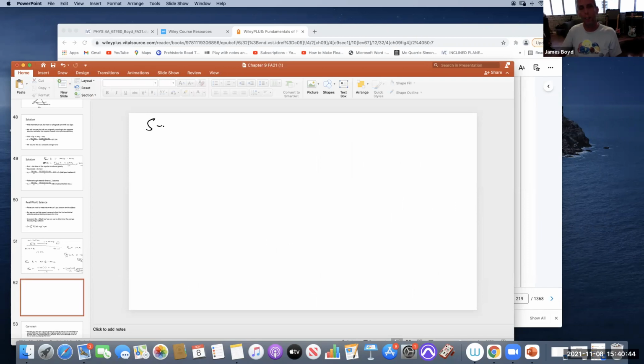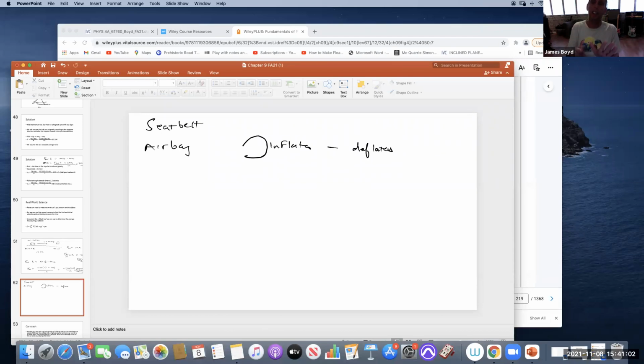Well, first of all, you have a seatbelt, and a seatbelt we're not really going to talk about. The seatbelt keeps you in place. You also have an airbag. What an airbag does is it inflates and then rapidly deflates, so that as you hit it, you kind of sink into it and it deflates underneath you. We also have plastic cars, I'll call them. And we'll talk about these two things.